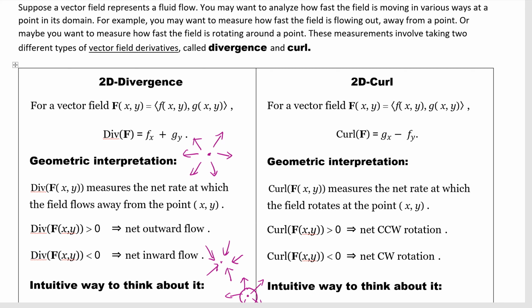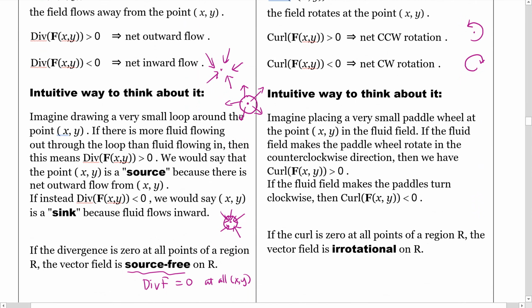The geometric interpretation: it measures the net rate at which the field rotates at the points. So we want to measure how much the vector field rotates at the points. So far so good. If the curl is positive, then we have the counterclockwise rotation. If the curl is negative, then we have the net clockwise rotation. So, intuitive way to think about it.